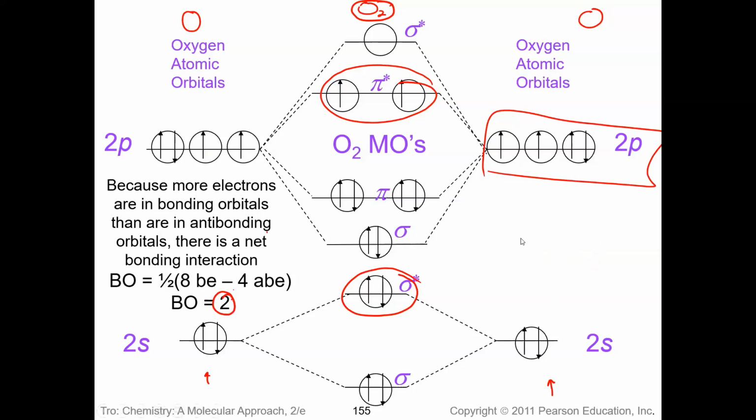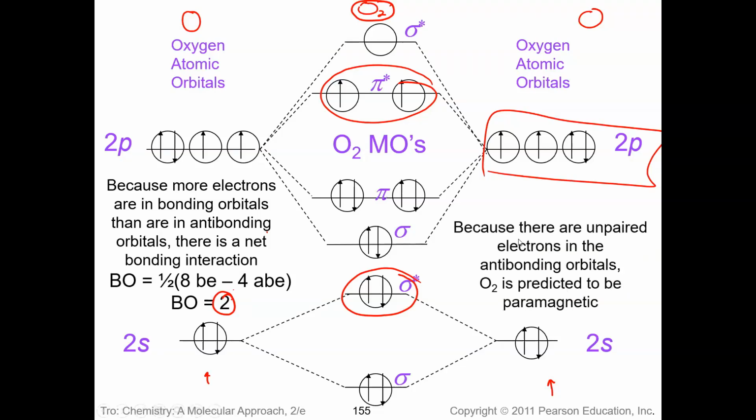So yes, O2 does exist as a molecule. And because there are unpaired electrons, O2 is predicted to be paramagnetic. And indeed, oxygen is paramagnetic. Oh, here it is. So here's our bonding. So we had 8 minus 4 divided by 2, just to help you remember how we did it before. Or you can multiply it by 1/2, same thing.